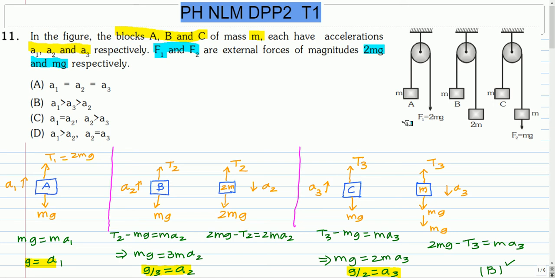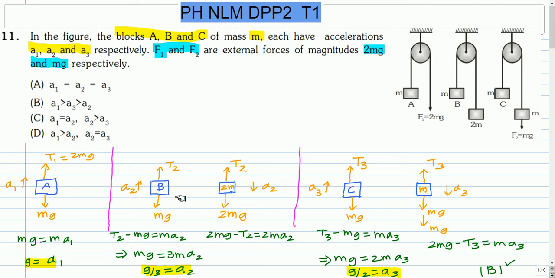In the first case, for the block A, the free body diagram: the weight of the block is acting downwards, and let the tension in the string be T1. The tension in the string T1 will be equal to 2mg. If you take a small part of the string here, the upward force on that small part will be tension and the downward force is 2mg. From this we get the tension in this string as 2mg. So the net force in the upward direction is 2mg minus mg, that is mg, equal to mass into acceleration a1. a1 is the acceleration in the first case. So from this we get a1 as g.